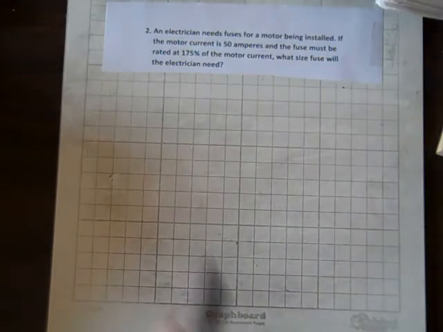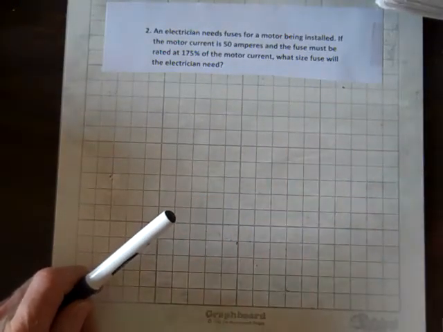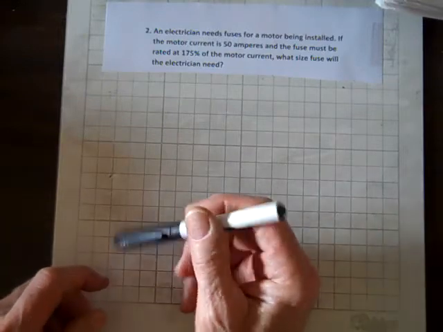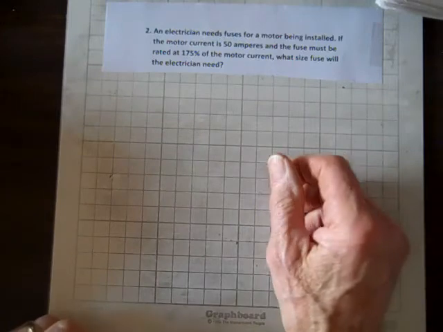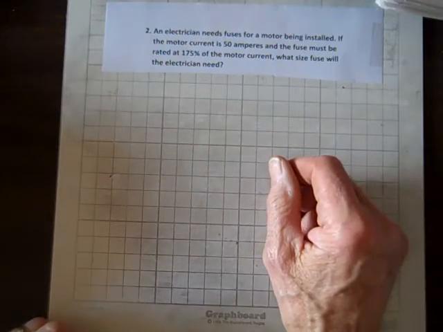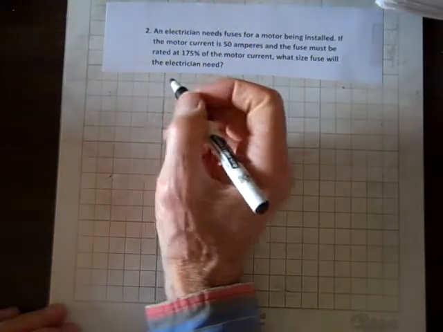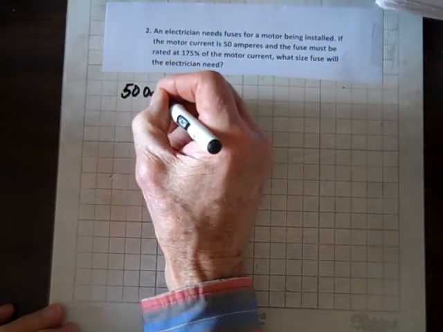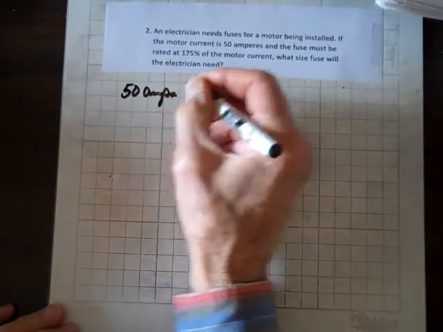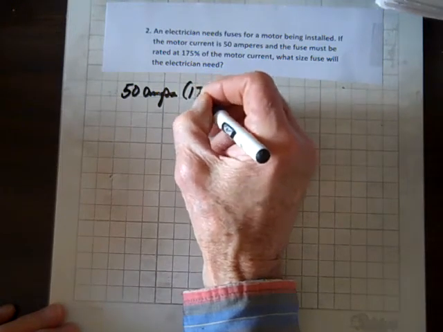Well, an electrician needs fuses for a motor being installed. If the motor current is 50 amps and the fuse must be rated at 175% of the motor current, what size fuse will the electrician need? Well, all we need to do is multiply 50 amps times 175%.